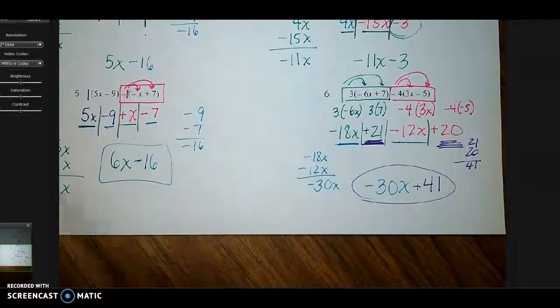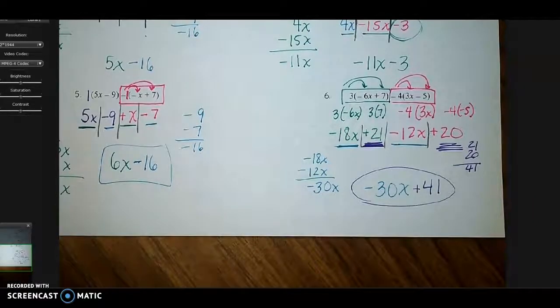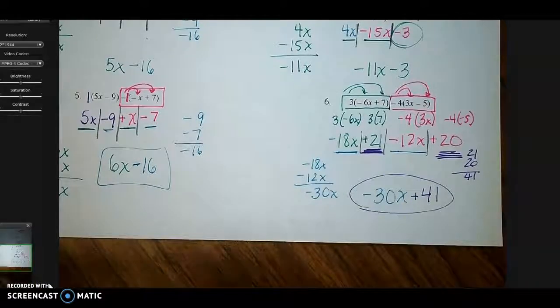So take a look at those. It's the distributive property and combining like terms. And there were just some examples where we had negatives, and if you see those parentheses, what to do with those parentheses. And let us know if you have any questions.